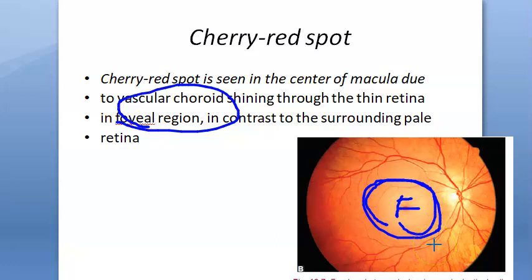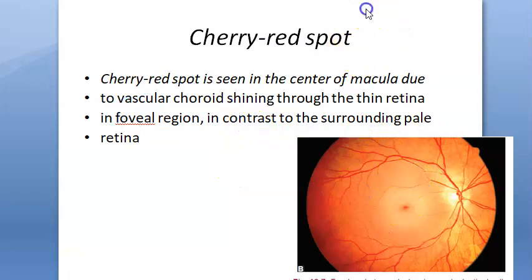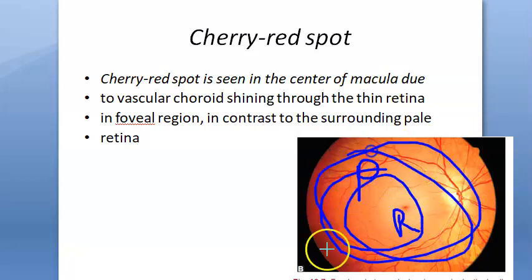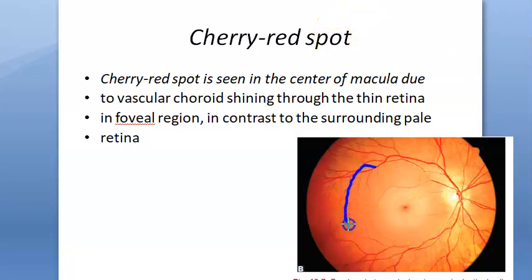In the center of macula, what is there? Fovea. In the foveal region, what is there? The retina. And then below that, you have choroid. Now, retina has become very thin. So behind that, whatever choroid is there, vascular choroid, the red color is looking nice. Okay, you understood, right? So surrounding will be pale retina. That is also there. It's not just that this is red. Both you're able to see, right? So, this is cherry red spot.